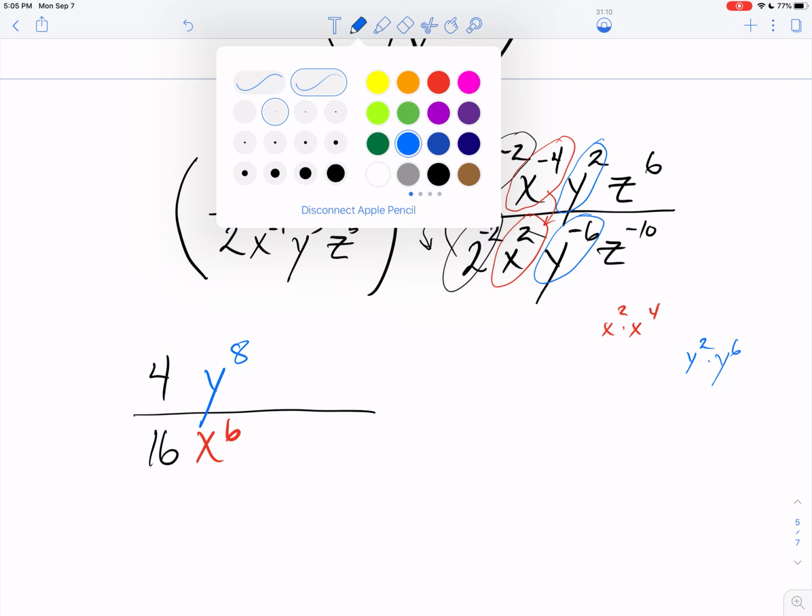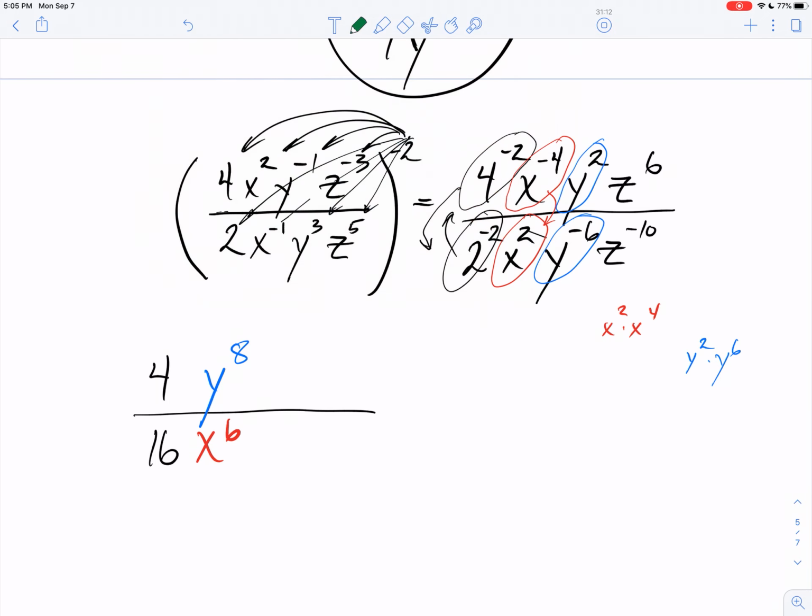Last but not least, who's traveling, top or bottom? The bottom z is going to travel. He's going to come up. This guy's going nowhere. So I have a z to the sixth, and then z to the tenth comes to visit, and we call it z to the sixteenth.